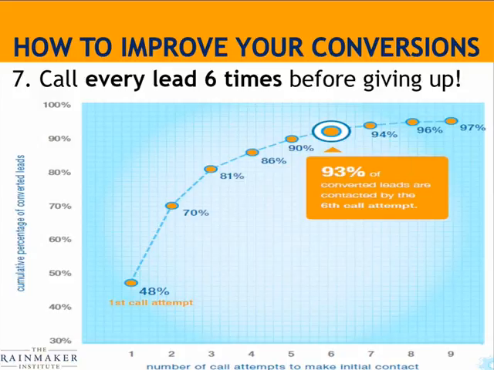Number 3 is how many of those people who set an appointment actually show up. Number 4 is how many sign up at the initial consultation. Number 5 is how many sign up later on down the road. So call every single lead 6 times before giving up. If you do this one thing, you will absolutely convert more clients.